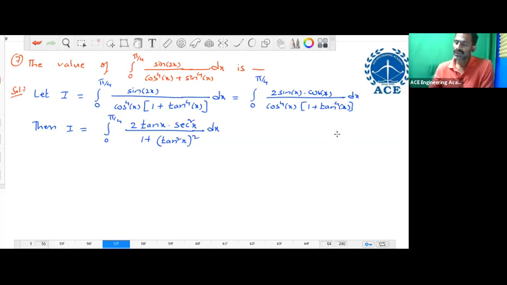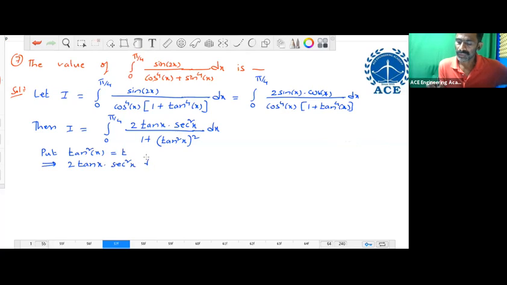Suppose if we take the tan square x equal to t, then the derivative of tan square is 2 tan x into tan x derivative secant square. So here we have the 2 tan x into secant square. We can write the differential. We can use the substitution method. Put tan square x equal to t, which implies 2 tan x into secant square x dx equal to dt.